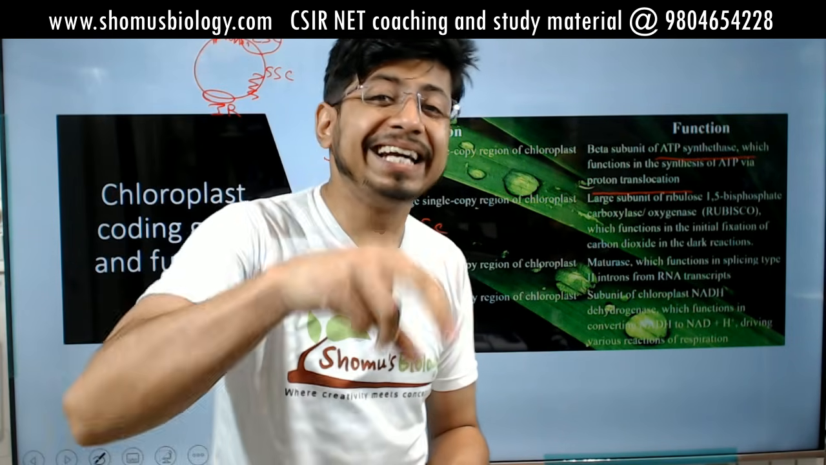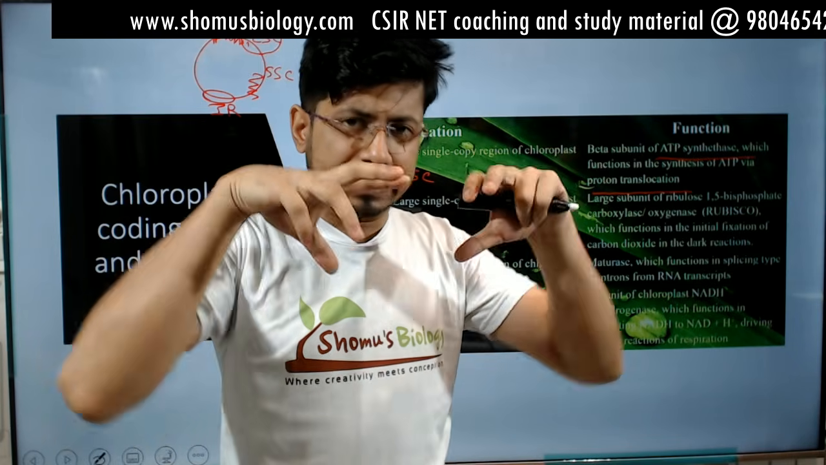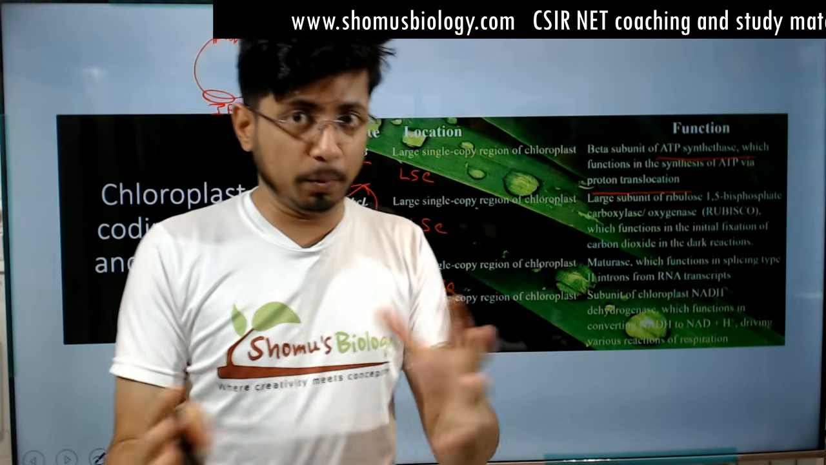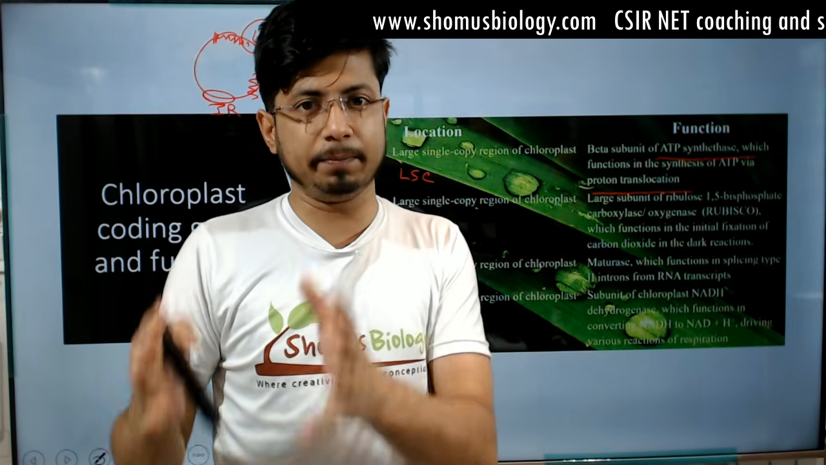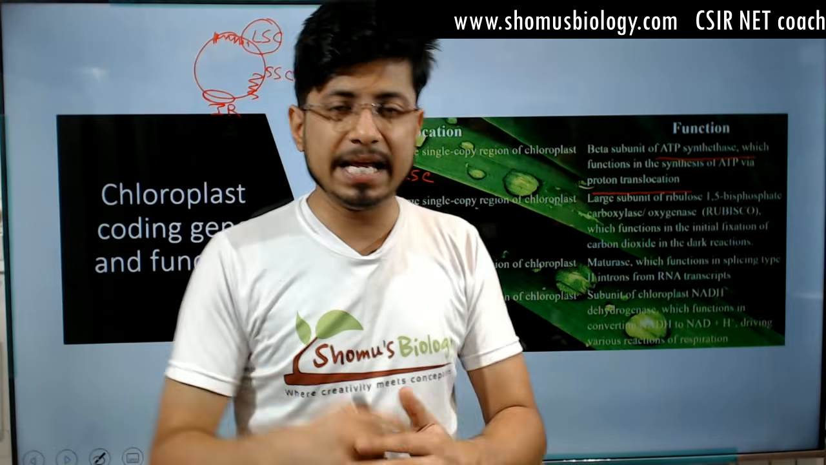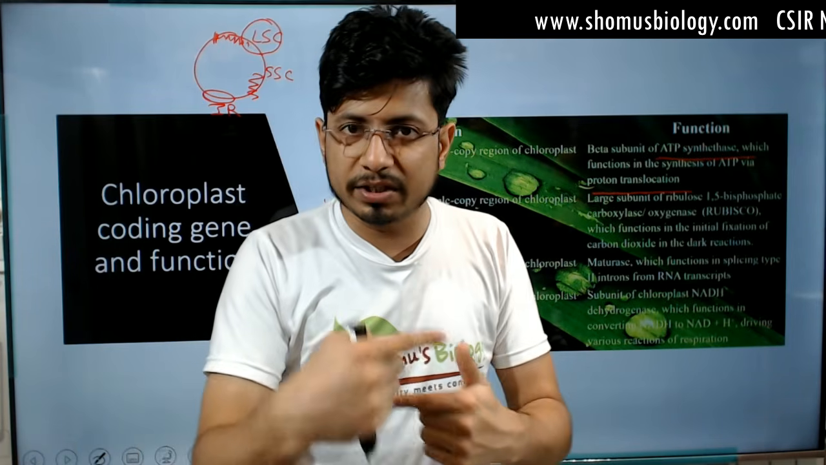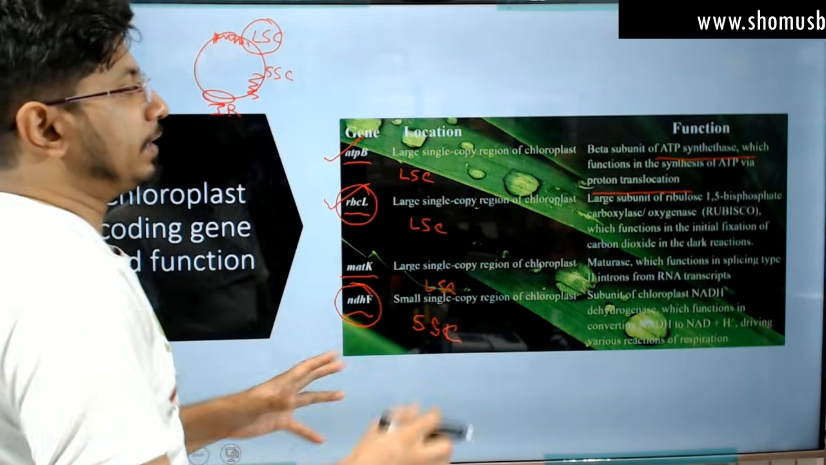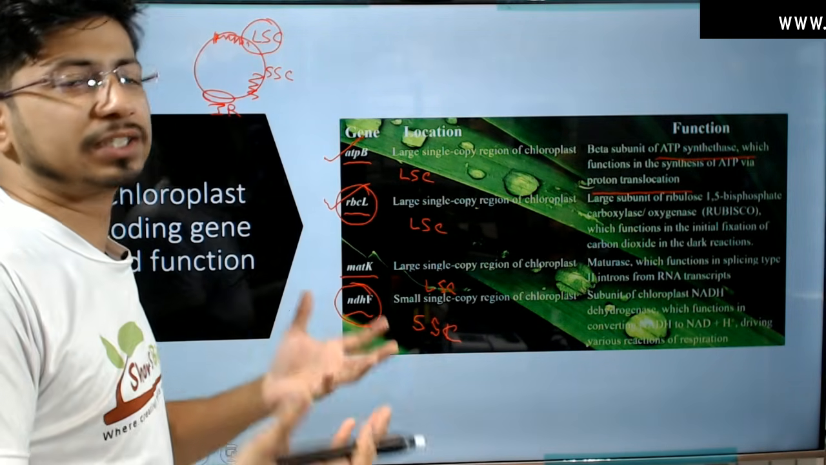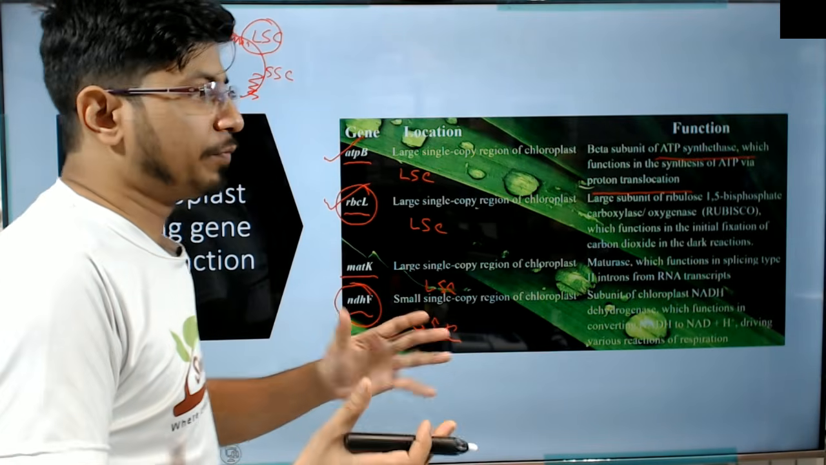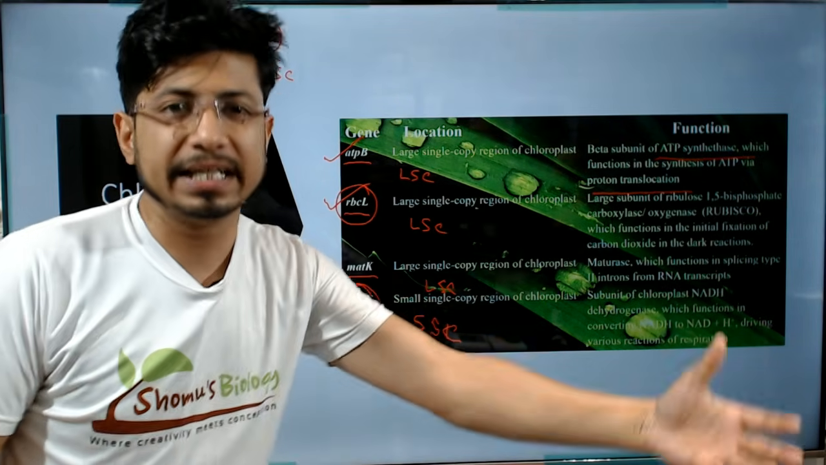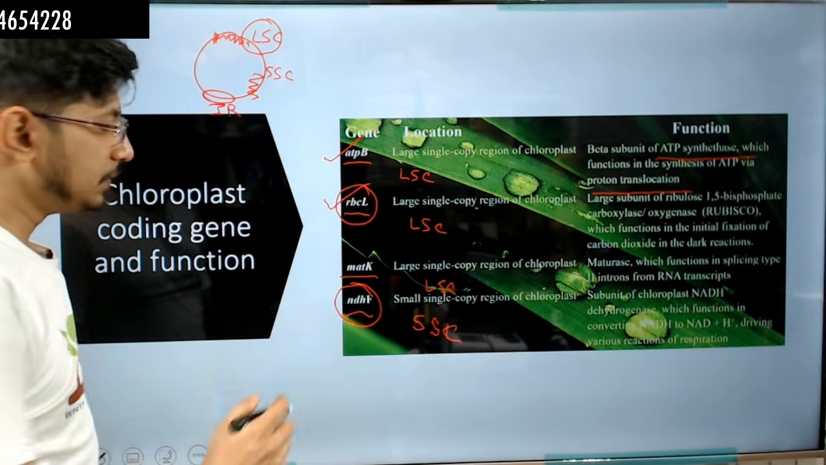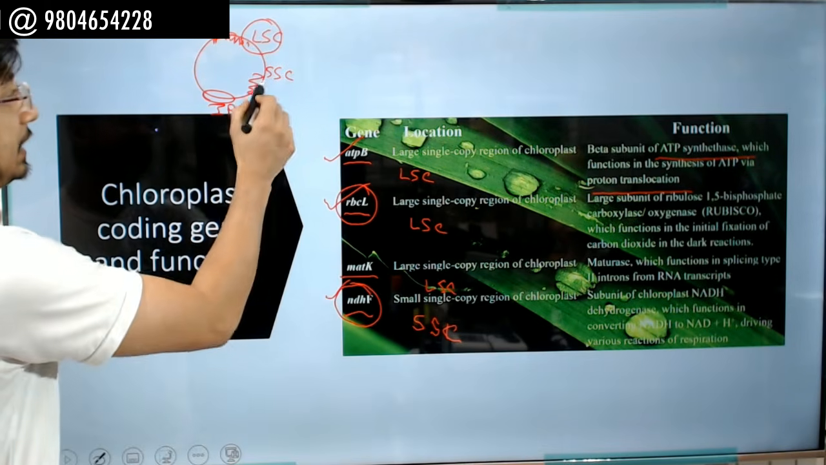So chloroplast NADH dehydrogenase enzyme, remember the dehydrogenase enzyme's job is to shuffle between the NADH and NAD plus, and we need both the types. NAD plus is the oxidized form, NADH is the reduced form, and in order to drive different chemical reactions, in order to drive respiration of the cell. And without that, the cell will fail in the respiration, and as a result the energy production in the cell will be reduced, and as a result different physiological activities in the cells will be reduced. So this gene NDHF is also very important, but it is a part of SSC region.